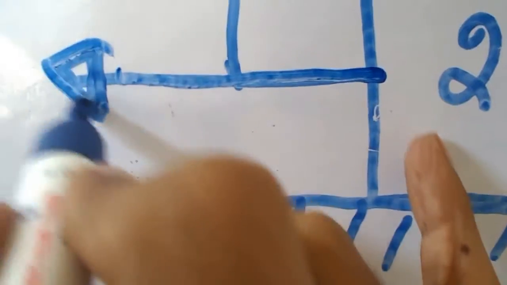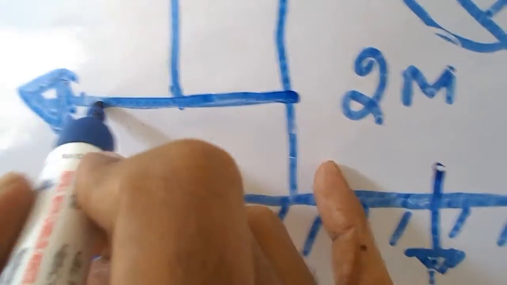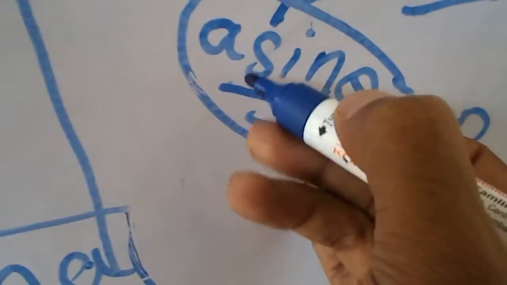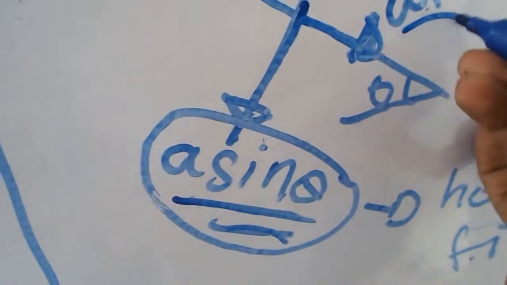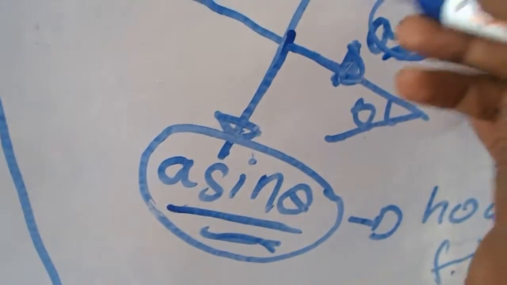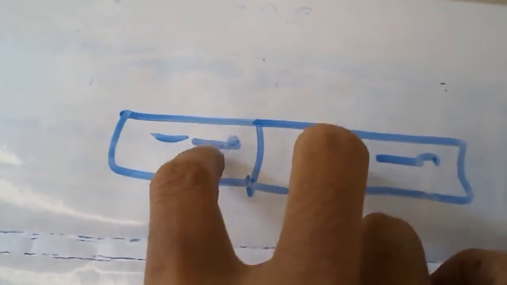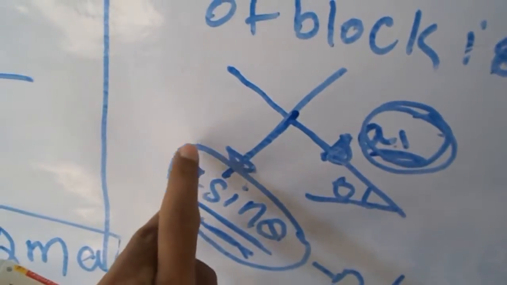Listen, the relation is: if this block is moving with acceleration A along this horizontal line, then the acceleration along the vertical line should be A sin theta, or any acceleration can be along A1. So whatever we do here is the same as before. It is not new. I have found that along this it is A sin theta.